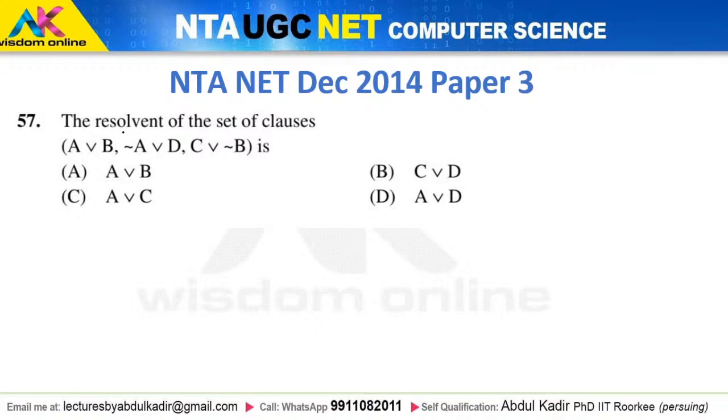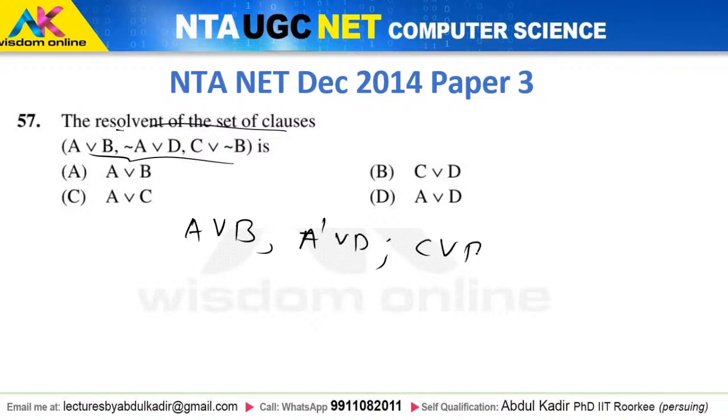What is this? The resolvent of the set of clauses is... So these are the statements they have given. This is one statement, and A dash or D is another statement, C or B dash. So these three statements are given. He is asking for the conclusion. Resolvent basically means he is asking for the conclusion. What conclusion can you make?